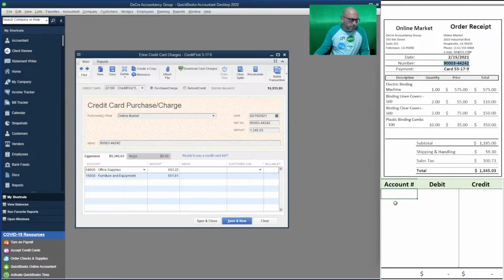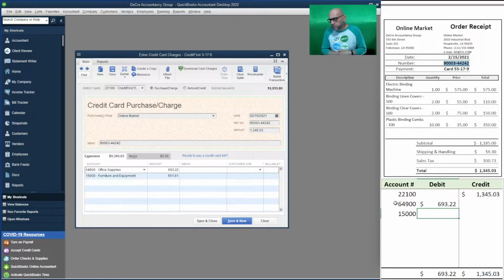So what's happening? Our liabilities go up because we're charging it on our credit card, 1,345.03. And then we have our expenses, our office supplies, and they go up. And what else we have? Furniture and equipment, right? Because we bought this electric binding machine. That goes up because it will probably serve us more than a year. Again, debits and credits are in balance.